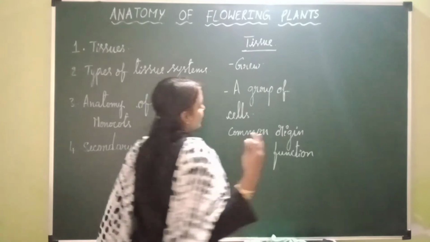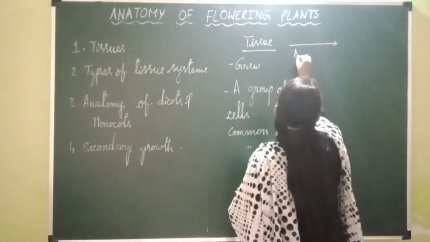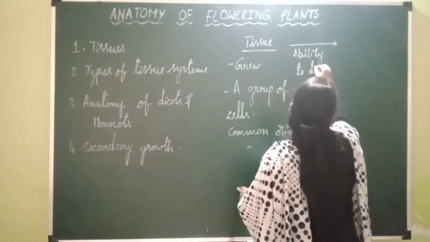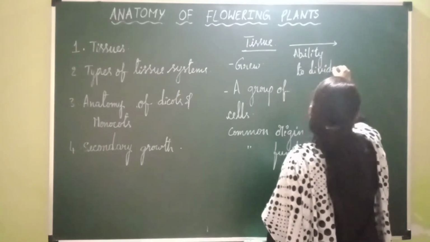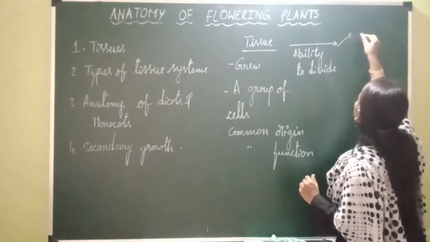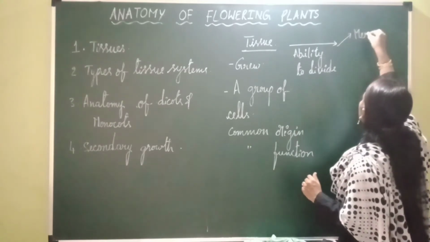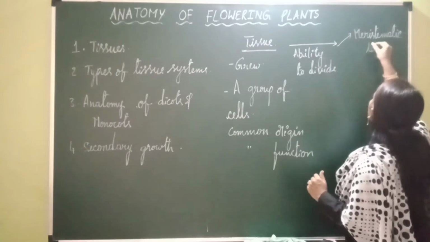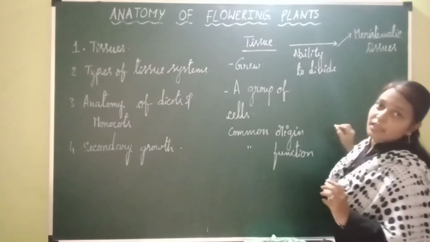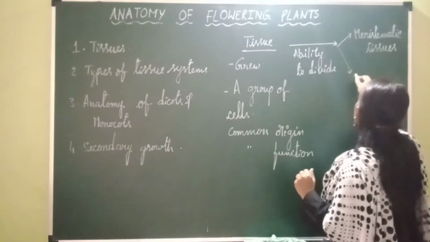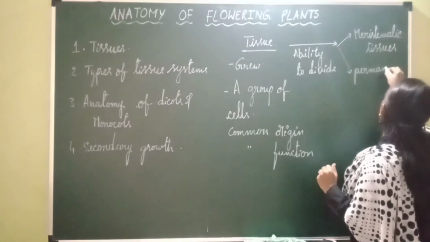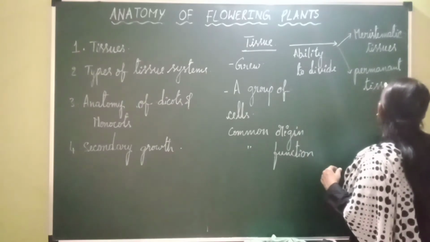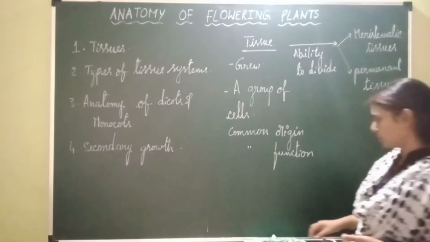These tissues are basically divided into two types on the basis of their capacity to divide, their ability of cell division. They are meristematic tissues and permanent tissues. Meristematic tissues are the tissues which are able to undergo cell division. Permanent tissues are the tissues which cannot undergo cell division. Okay, let's start with meristematic tissues now.